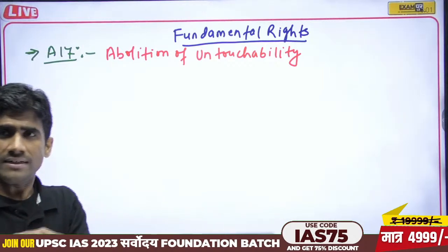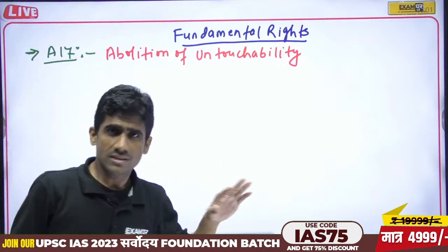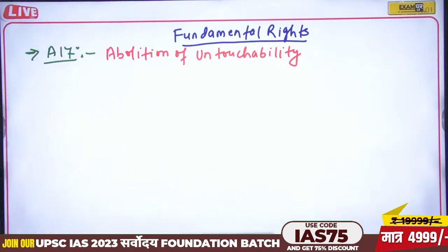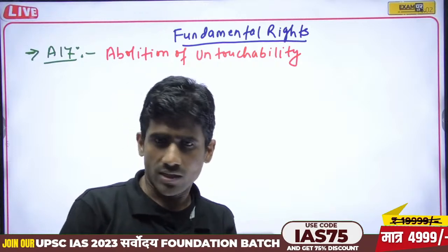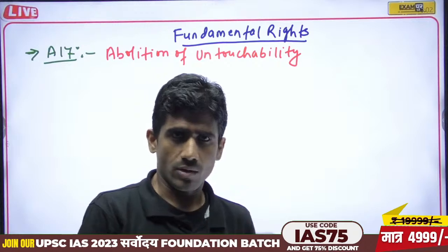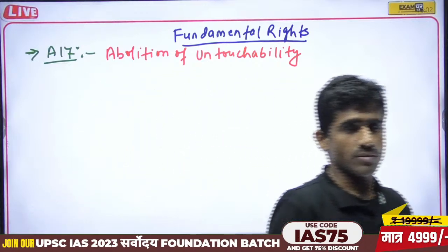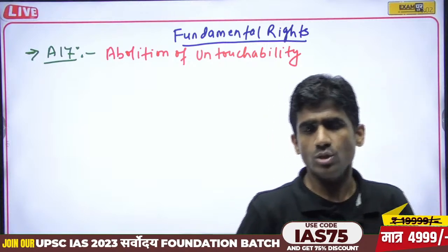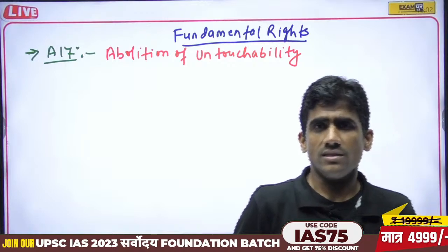So abolition of untouchability. In short, we can say abolition of untouchability. If we go to the background of untouchability, we have the example of the USA. What happened in 1863?